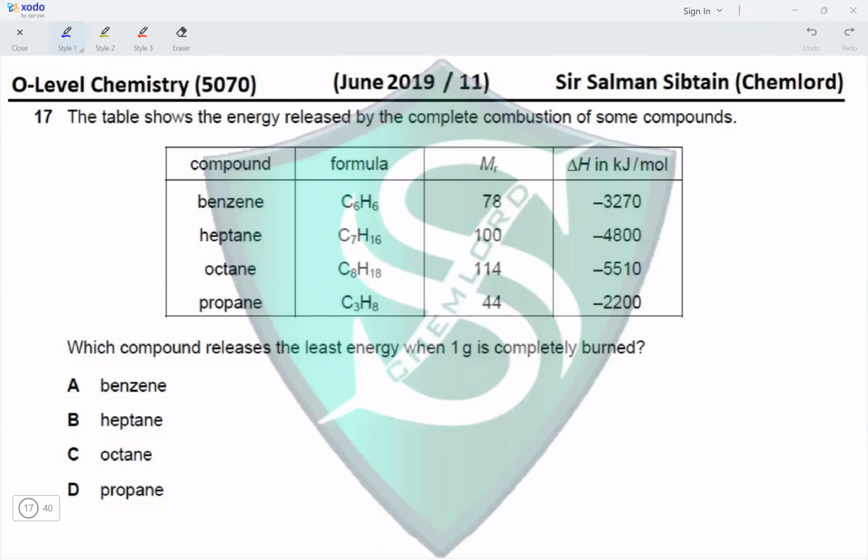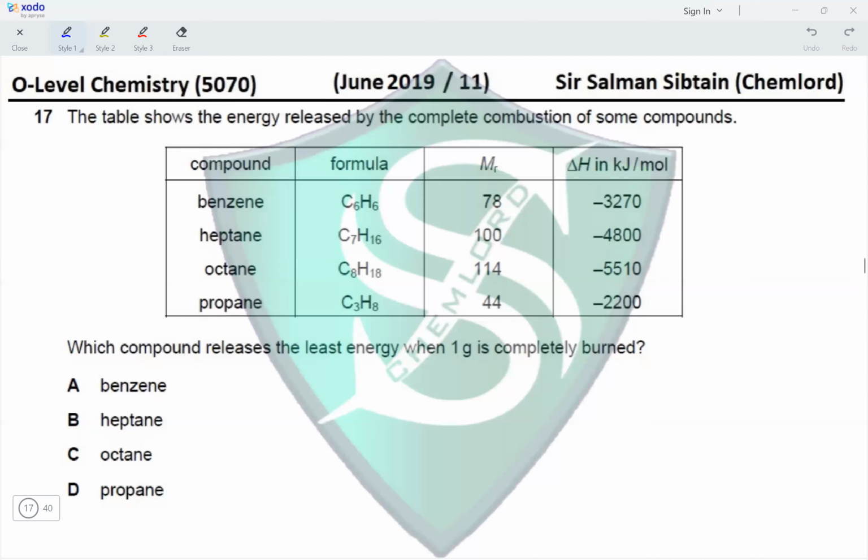Question 17. The table shows the energy released by the complete combustion of some compounds. Which compound releases the least energy when 1 gram is completely burned? So the first thing we need to calculate is the moles of each compound. So that would be 1 divided by its MR. And then we need to calculate the energy that is released. So we will multiply the value of 1 divided by MR with the delta H value given in the table. So let's work this out for all the compounds.